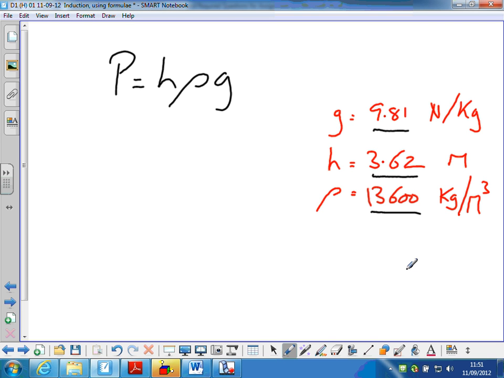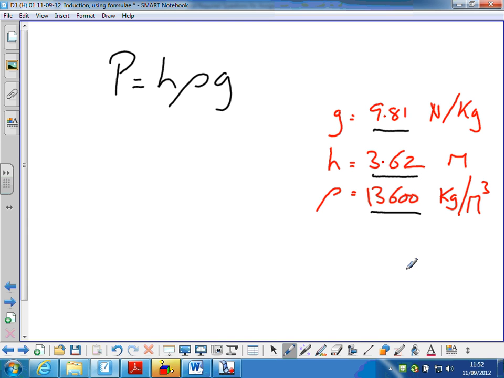So I've got this formula. I want to find the pressure, so I need to know h, which represents the depth. So we're given that as 3.62 meters. I need the density, which is 13,600 kilograms per cubic meter, and I need to know what g is, the acceleration due to gravity, which is a constant for this planet Earth, 9.81 newtons per kilogram.